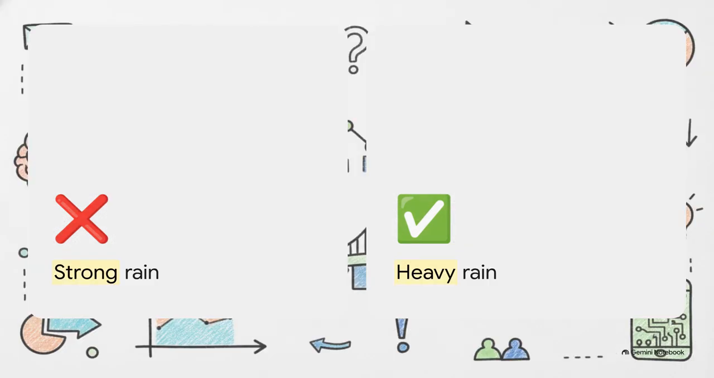Let's move to the next slide and see how this builds back to our very first question. Strong rain versus heavy rain. Remember, adjectives must match their specific nouns. We use strong for things like coffee or tea, strong tea. But for rain, the correct, natural puzzle piece is always heavy rain.